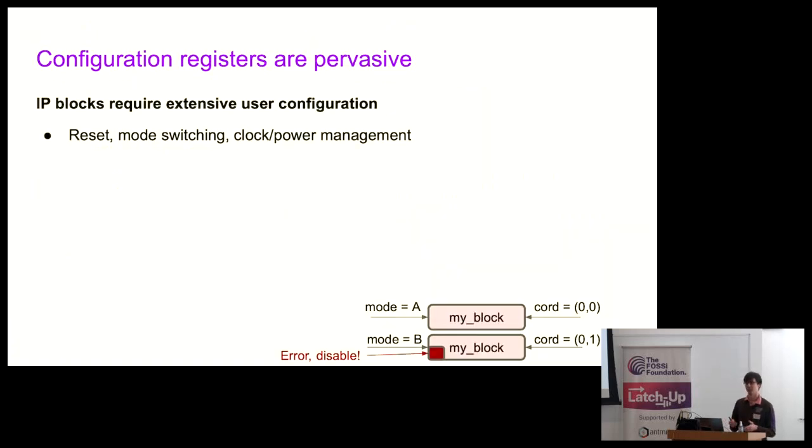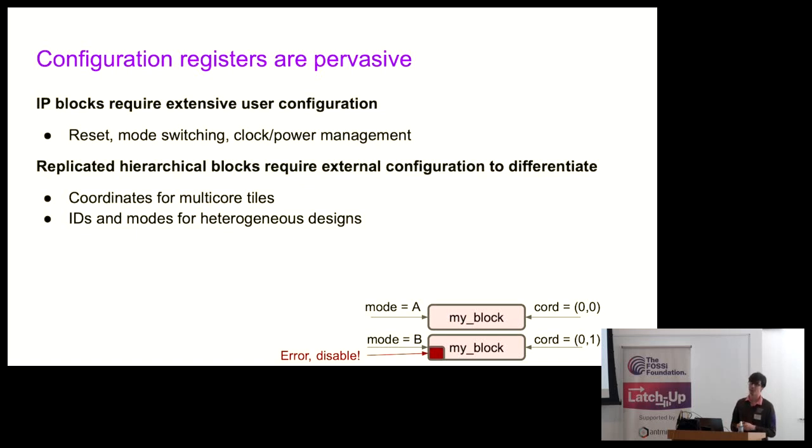So switching back to BSG Tag, configuration registers are pervasive in these kinds of designs. You have IP blocks that require system configuration. These are sometimes hardened blocks that you don't have access to, so they don't parameterize. These are sometimes blocks that require mode switching or power management, clock management that's too complex to just handle in normal register buses. You have replicated hierarchical blocks that require configuration at runtime. So this is something like a multiply instantiated core in a many core. You might have different coordinates, you might have different modes in a heterogeneous system.